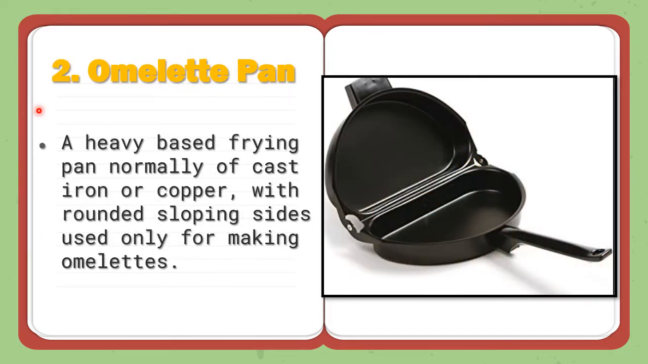Next, number 2, we have omelette pan. So, this is an example of an omelette pan. It is a heavy base frying pan, normally of cast iron or copper. So, yun yung material na gamit dyan, class. With rounded sloping sides, used only for making omelettes. So, this is ideal for making omelette dish.